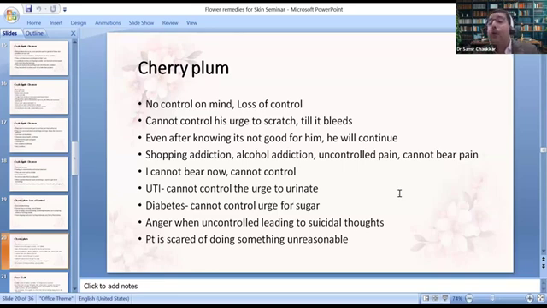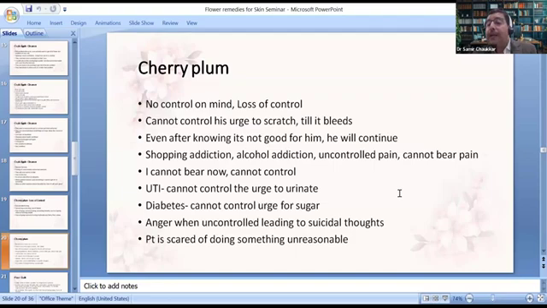Anger uncontrolled leading to suicidal thoughts. So anything that has lack of control or loss of control, whether it is a mental problem or a physical problem, think of cherry plum. So you can very well think of cherry plum in Parkinsonism. You can think in urinary tract infection, nocturnal enuresis of children. Okay, diabetes, of course, alcohol addiction, shopping addiction, somewhere where you cannot resist, uncontrolled pain.